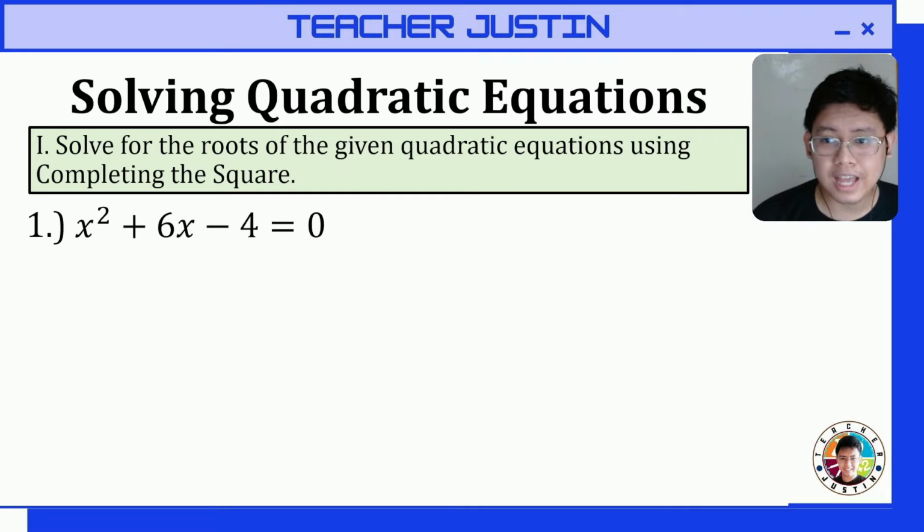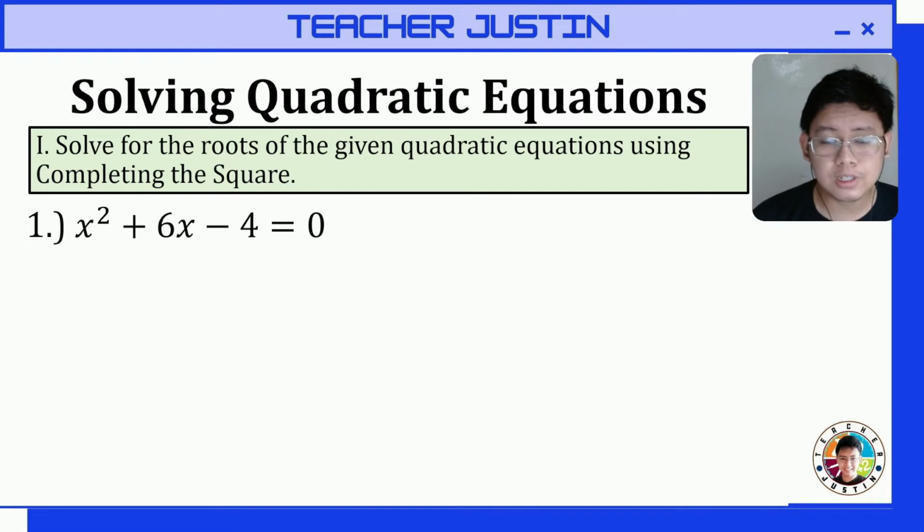So, meron tayong iba't ibang klaseng way kung paano mag-solve ng quadratic equation, and one of the ways of us solving quadratic equation is using completing the square. So, let me guide you with this example. Item number 1, we have x squared plus 6x minus 4 is equal to 0.